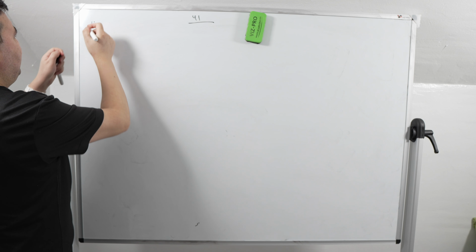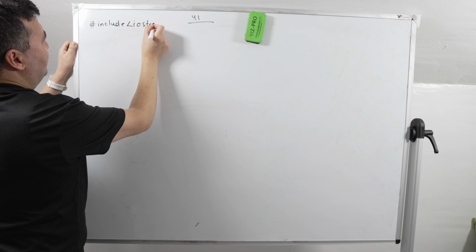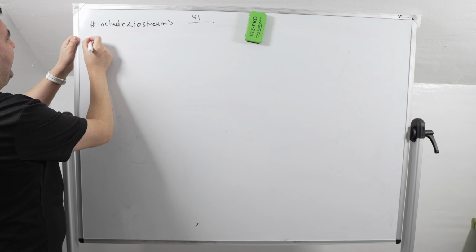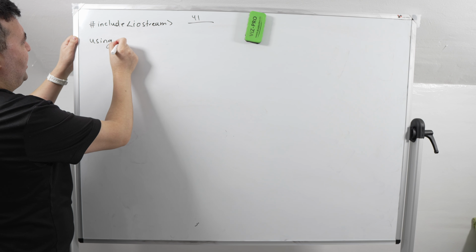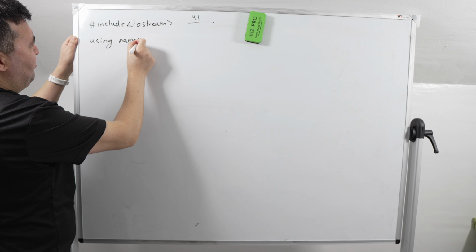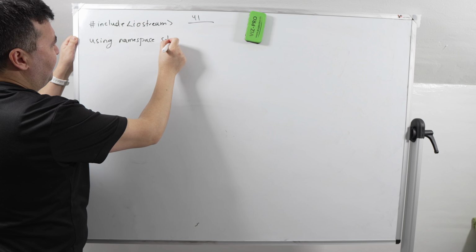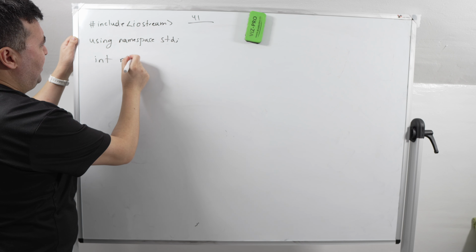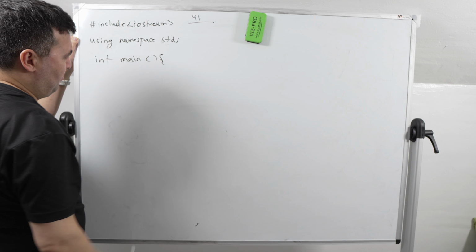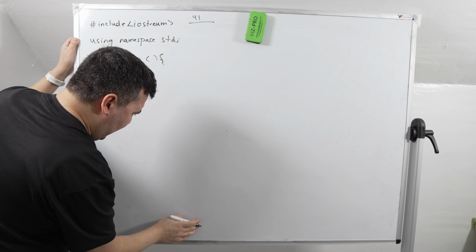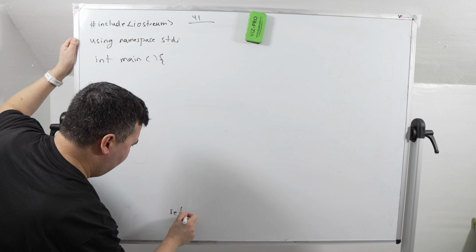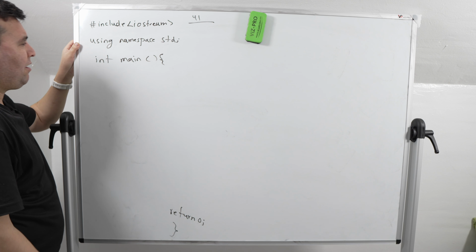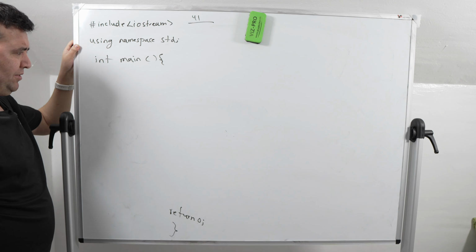First, we include our input-output library, #include <iostream>, and then we use using namespace std, and then we declare our main function, int main. We open the block of the main and we close the block of the main. At the end, we write return 0.